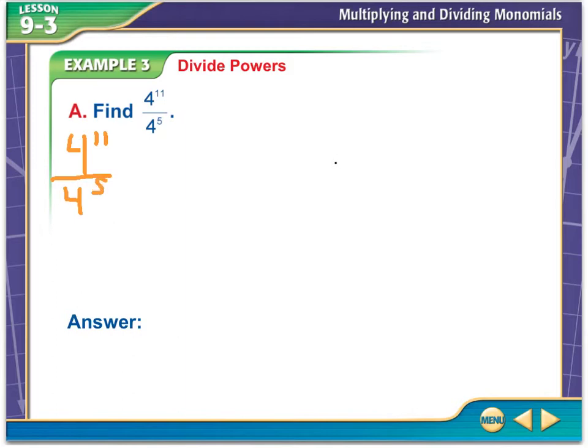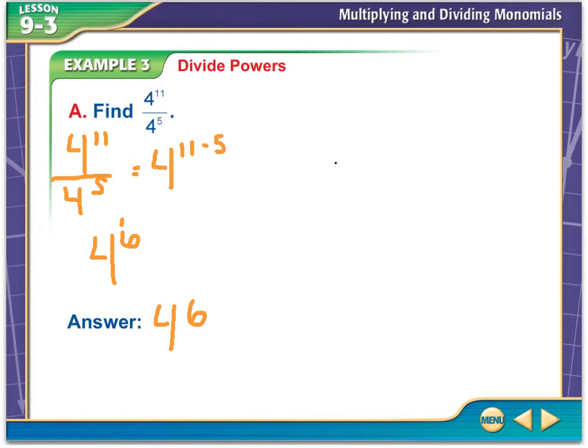Using our quotient of powers property, we can write this as 4 to the 11th power minus 5. Then we're going to do our subtraction, and that'll leave us with 4 raised to the 6th power. So our final answer is 4 to the 6th power.